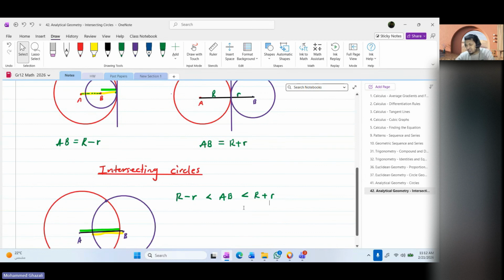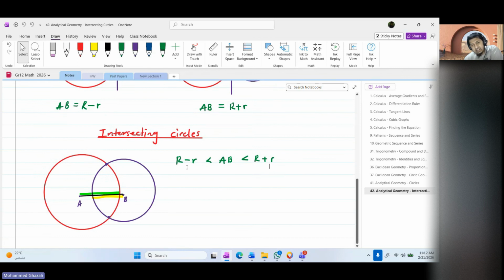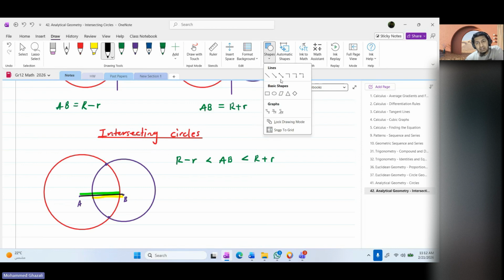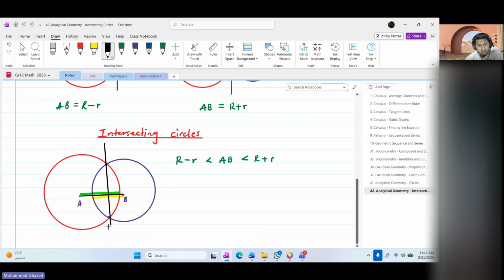That's the reason why we say it intersects if the distance AB, the distance between the two centers, is between the difference of the radii and the sum of the radii, okay? That's the intersecting circle, a very important concept. Now, in an intersecting circle, we get something very important. We get something called a common chord.